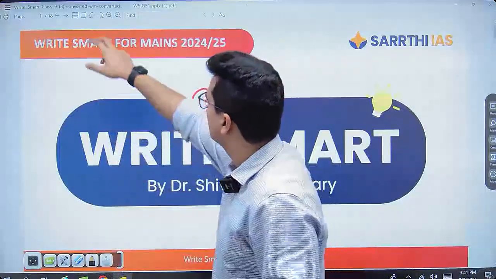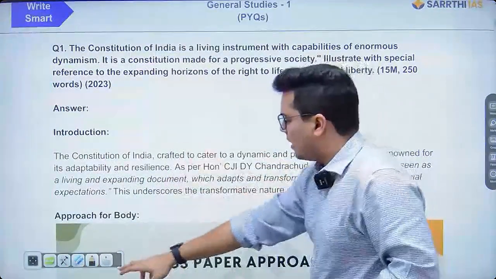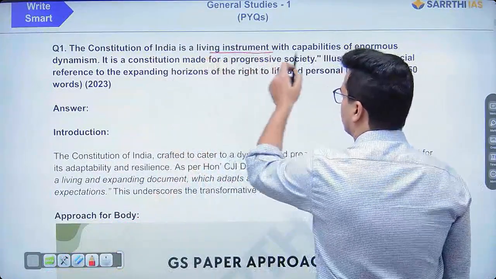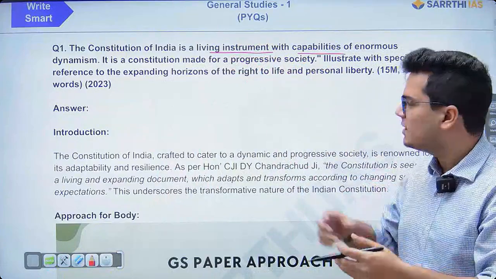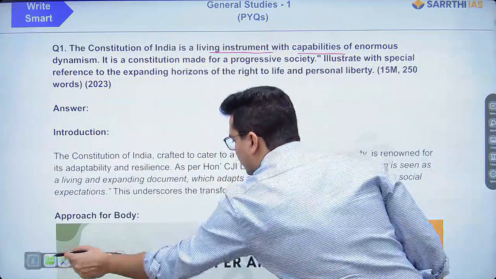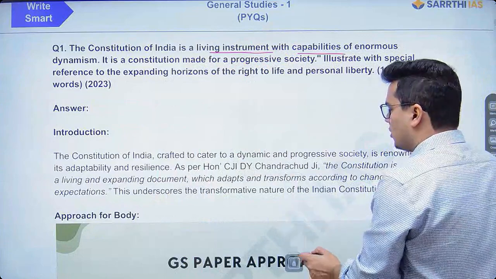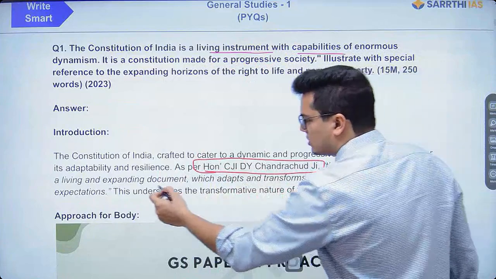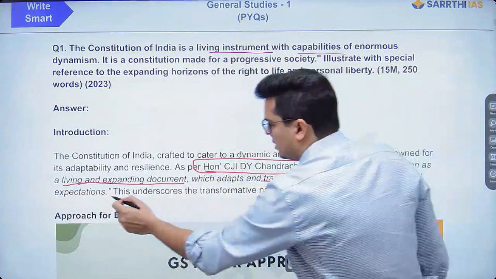Second, the first line that was written, this also has to be addressed in every dimension, and it has to be addressed in the introduction also. So in the introduction, and this is value addition for you for GS2. If you get a question on the constitution, do use things like this. Our Honorable Chief Justice has said that our constitution is a living and expanding document, which adapts and transforms according to changes and needed expectations.